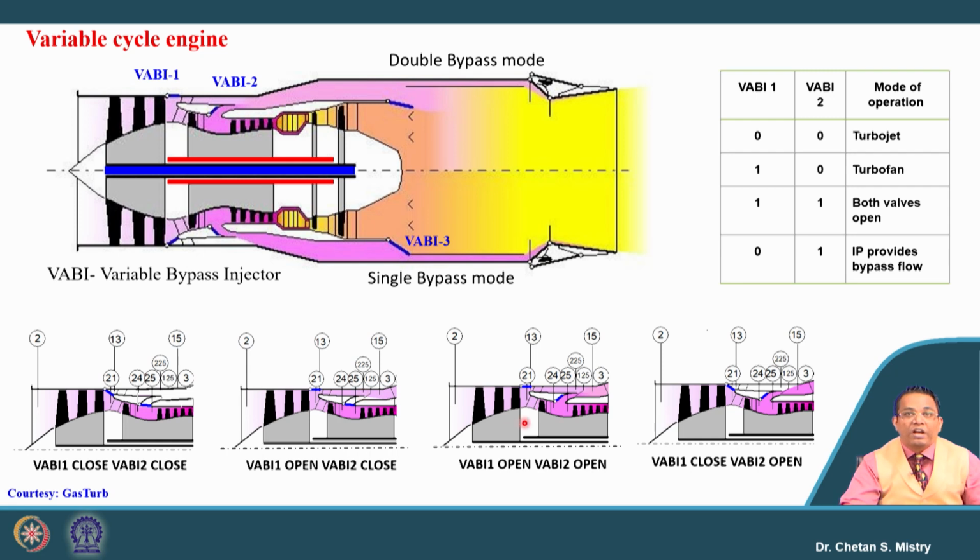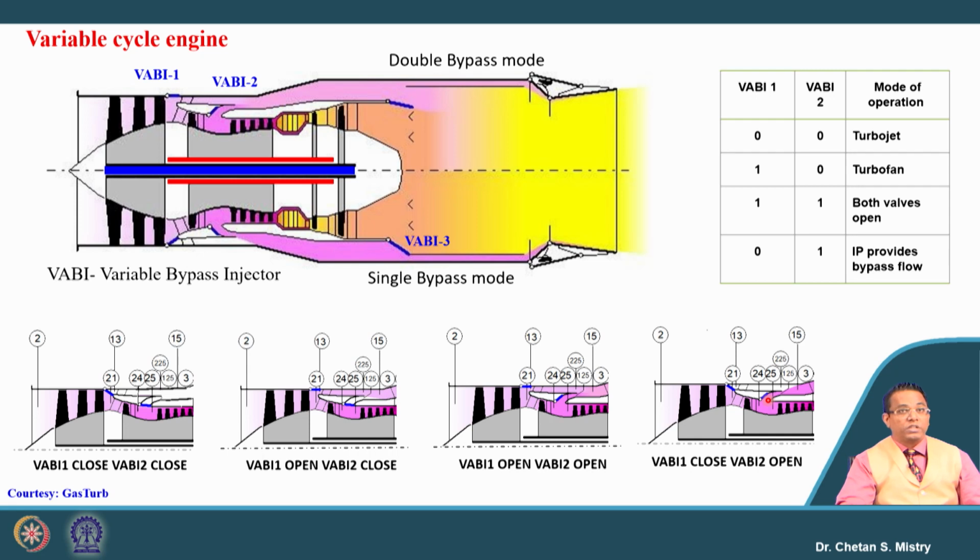Similarly, if we configure it so that VB1 and VB2 are both open, both valves are in open configuration, and we think in terms of operation as a conventional engine. Suppose in this case I close VB1 and open VB2. That acts like a bypass kind of configuration.